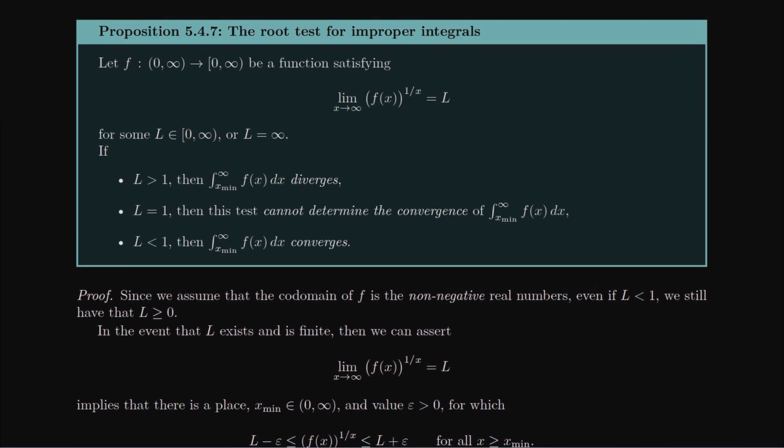Our very last test for improper integral convergence is called the root test, and the root test is going to behave somewhat similar to the ratio test. It just gets calculated a little bit differently. We're now just going to take the limit as x goes to infinity of our function we care about, and we're going to take it to the power 1 over x.